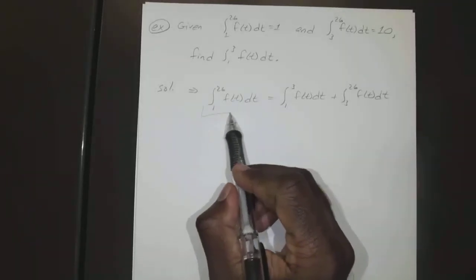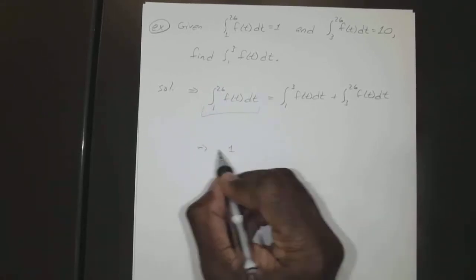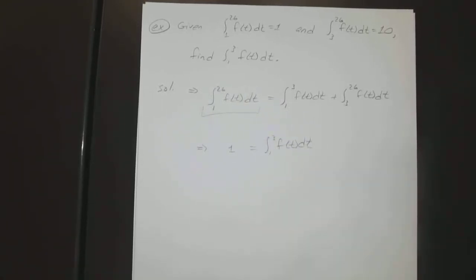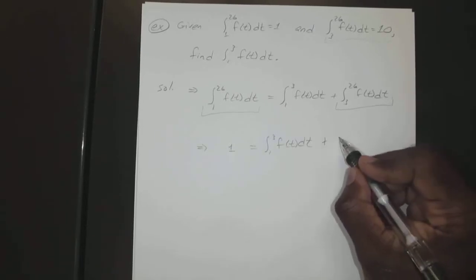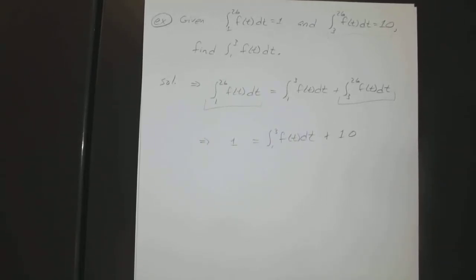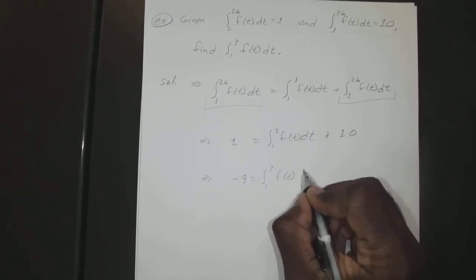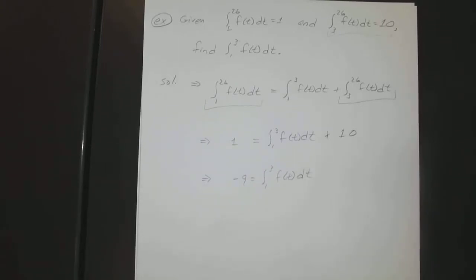So we know the integral from 1 to 26 is equal to 1, and that's equal to the integral from 1 to 3 of f of t, because we don't know that one, plus our integral from 3 to 26, which is equal to 10. If we subtract 10 from both sides, we end up with negative 9 equals the integral from 1 to 3 of f of t with respect to t. So it's all about recognizing a pattern with your upper and lower integral limits. Any questions on that one?